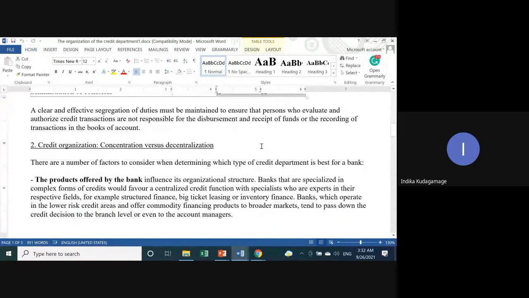Then we talk about two things: credit concentration versus decentralization.